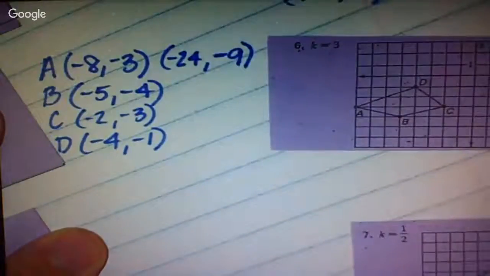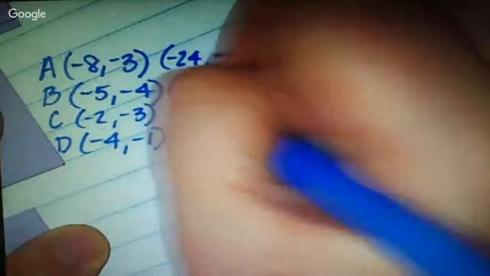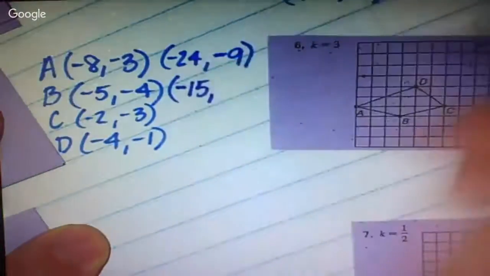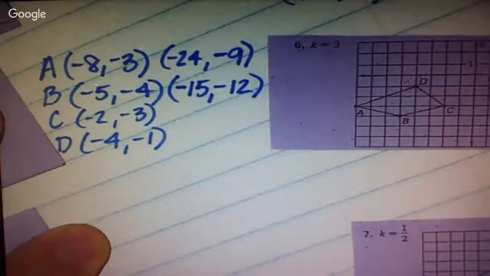Okay. This time my scale factor is a 3. So is my figure getting bigger or smaller? Bigger. Okay, so we multiply everything by 3. So -24, -9. -15, -12. -6, -9.